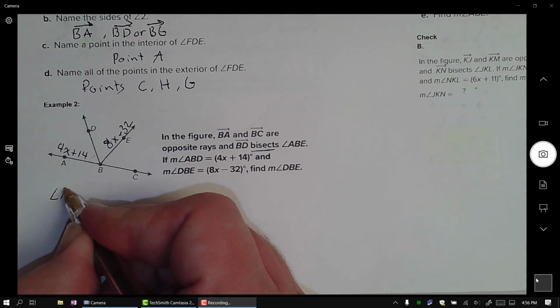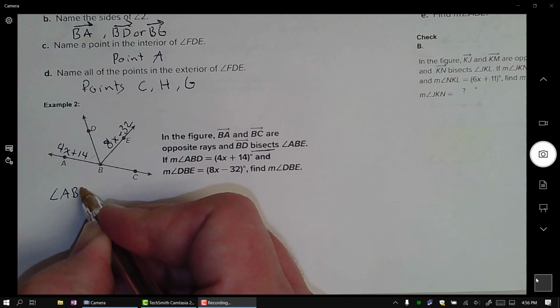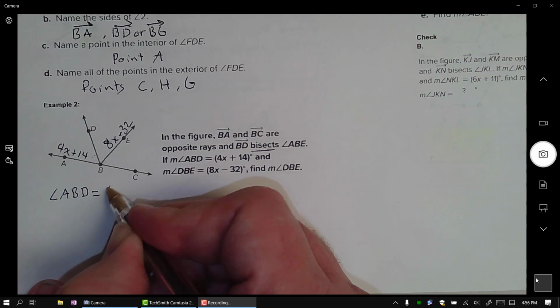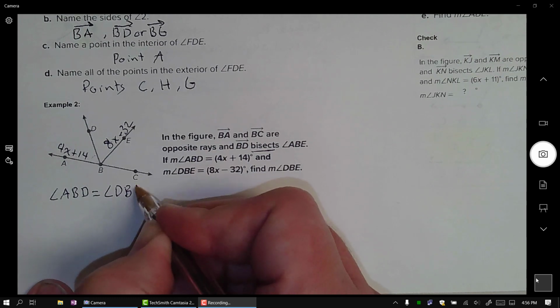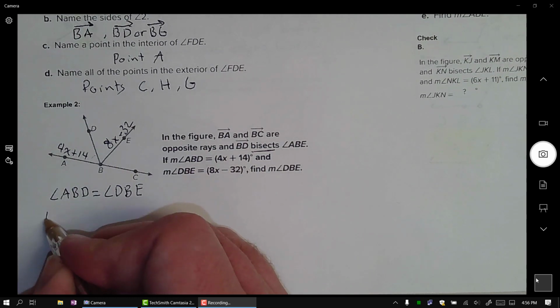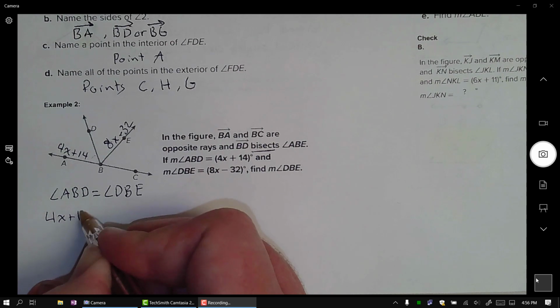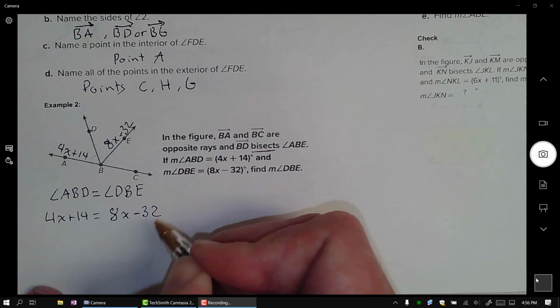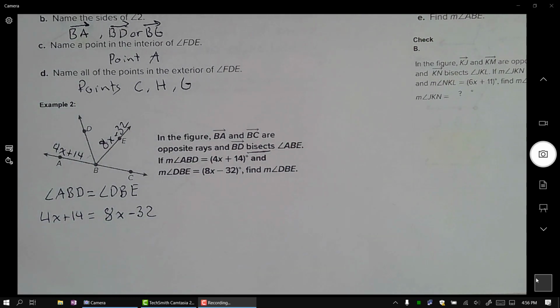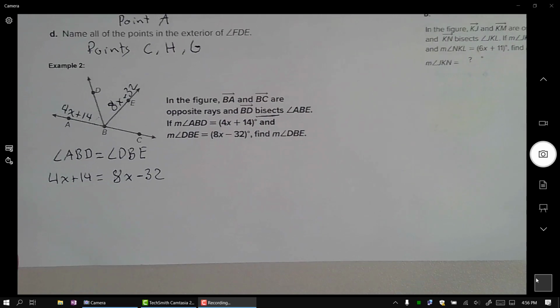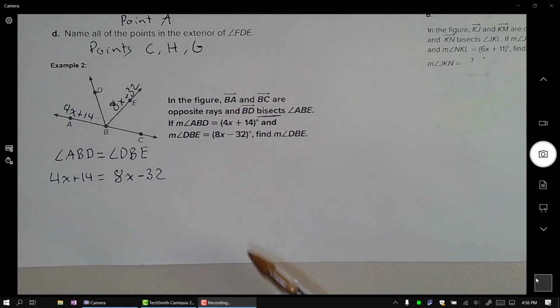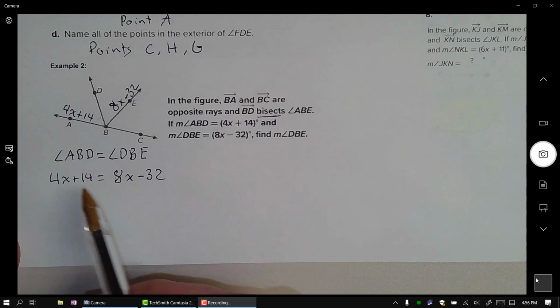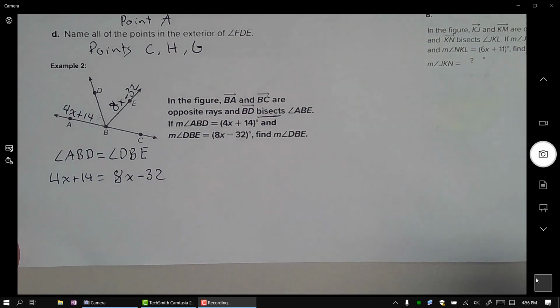What's the value? But as we said, that word bisects is going to make these two equal to each other. So angle ABD is going to be equal to angle DBE. So plug in what we know. So we have 4x plus 14 equals 8x minus 32. So we want to solve this out. We don't have fractions. We don't have distribution. We can't collect like terms because we have nothing to collect on the left or on the right. We do want to isolate our variable.